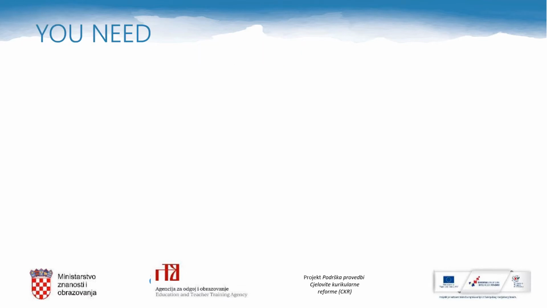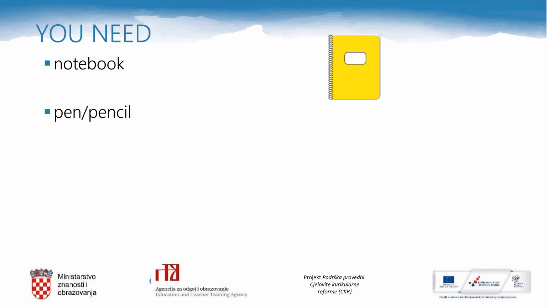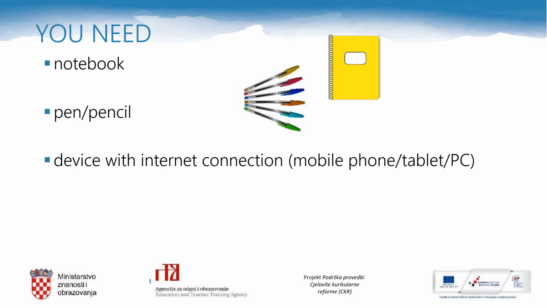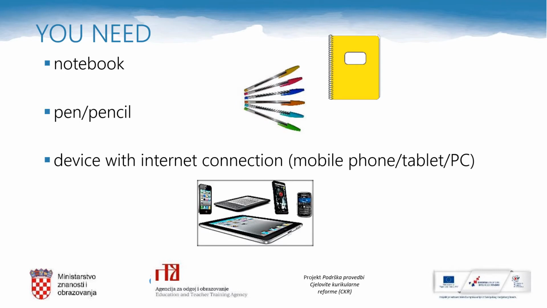For this lesson, you need your English notebook, a pen or a pencil to write with, and a device with internet connection, your mobile phone, tablet, or PC. And if you have a QR code scanner, it will make your life easier.